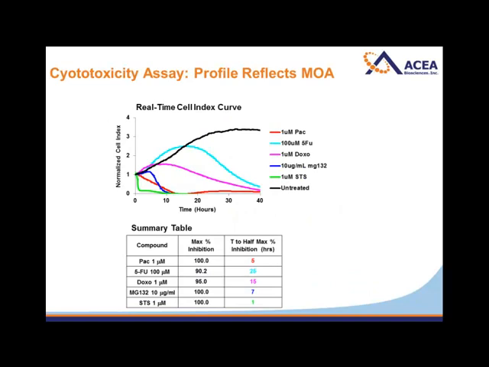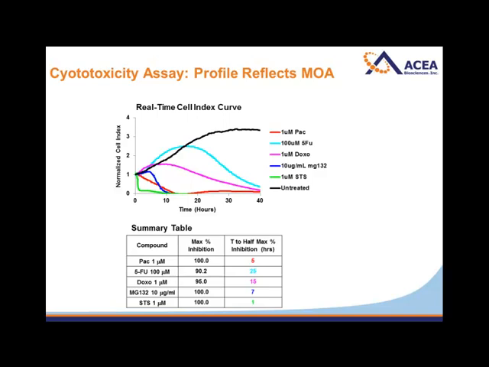So this slide shows the principle that the time-dependent profile actually can reflect the mechanism of action of a treatment. So this is a cytotoxicity assay. These are a lung cancer cell line. In black is an untreated control. It shows that typical proliferation curve. They flatten out after they reach confluence. They cover the entire surface area.